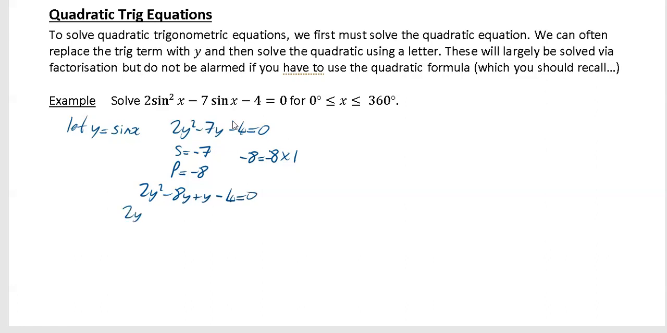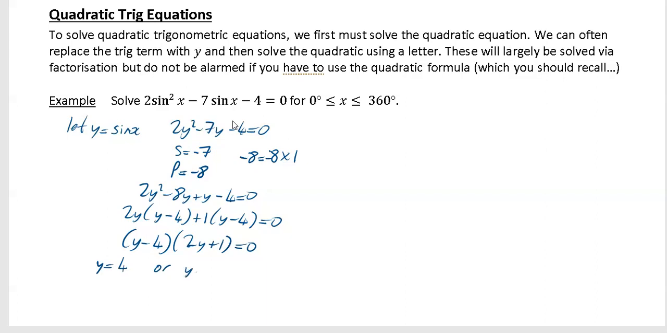Factorize the first two terms, so it's 2y upon y minus 4. Factorize the second two terms, so it's 1 upon y minus 4 is equal to 0. You know you're on the right track because you've got the same common bracket. So y minus 4 upon 2y plus 1 is equal to 0. And then that means your y is equal to 4 or your y is equal to minus a half.